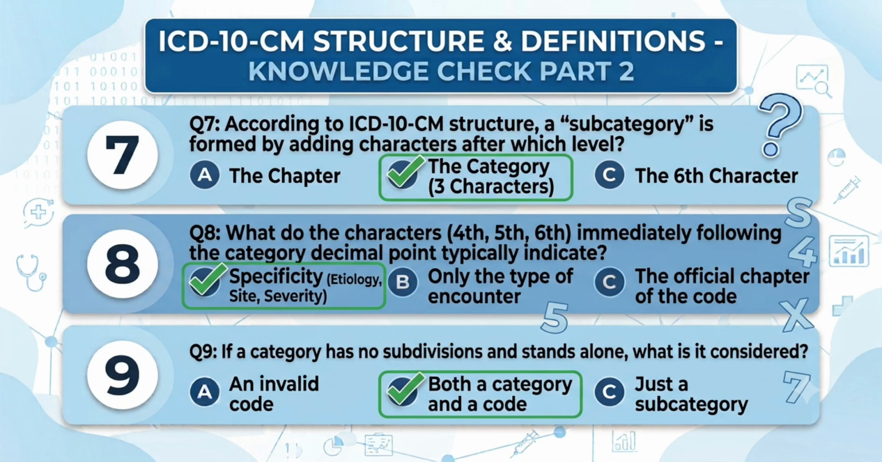For number 7, a subcategory is formed by adding characters right after the category, 3 characters level. For number 8, the 4th, 5th, and 6th characters immediately following the decimal point indicate specificity, like etiology, site, and severity. And for number 9, if a category has no subdivisions and stands alone, it is considered both a category and a code.